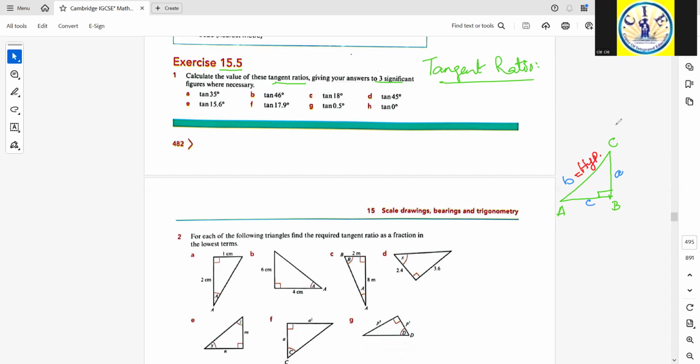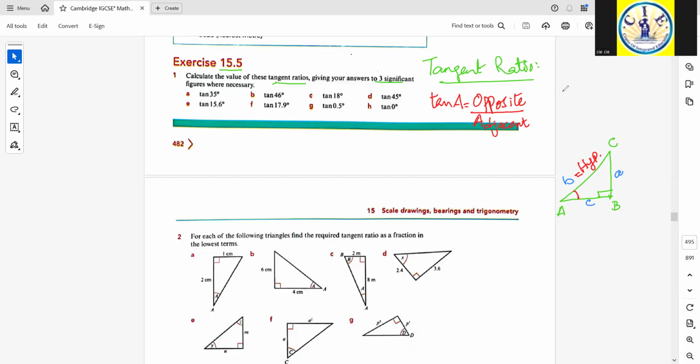Okay. So tangent ratio is actually calculated with respect to a particular angle. For example, we are considering tangent ratio with respect to angle A. So we would write tangent of angle A, that would be equal to the opposite side divided by the adjacent side.